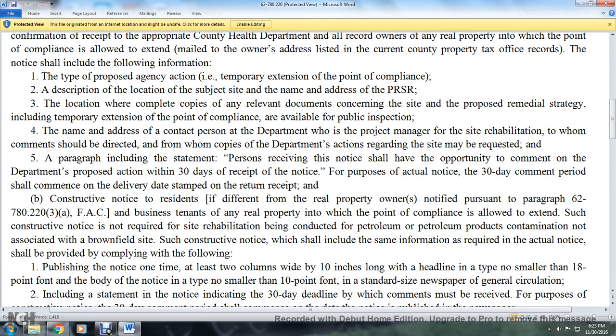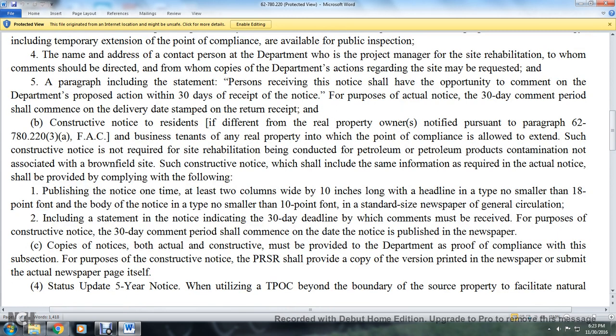Constructive notice is not required for site rehabilitation conducted for petroleum and petroleum product contamination not associated with a brownfield site. Such constructive notice, which shall also include the same information required in the actual notice, shall be provided by complying with the following: published notice at least 2 columns wide and 10 inches long, with a headline type no smaller than 18 point font and body of the notice no type smaller than 10 point font, in a standard newspaper of general circulation, including the statement that the notice indicates the 30-day deadline, but comments must be received within the 30-day comment period for constructive notice, counted from the day of the notice's publication in the newspaper.